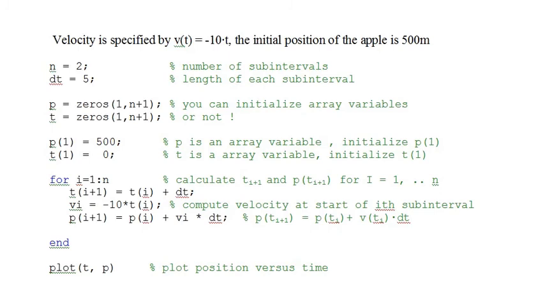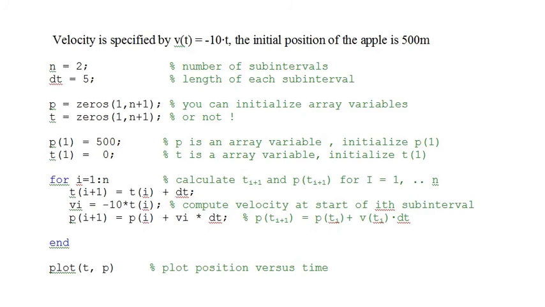Now we're ready to look at the program itself. It begins with the command n equals 2, where n is the number of subintervals. The second command is dt equals 5. dt is the length of each subinterval. We can, if we want, initialize the p and t arrays.